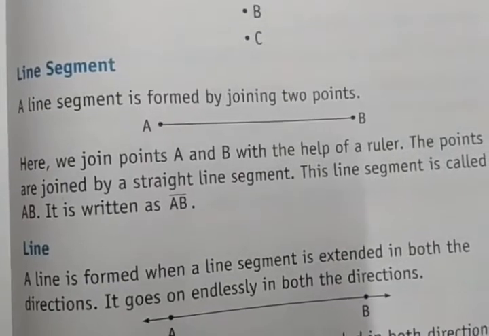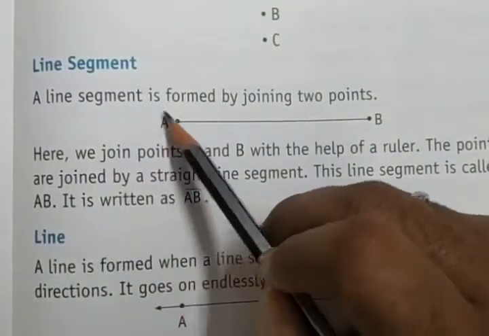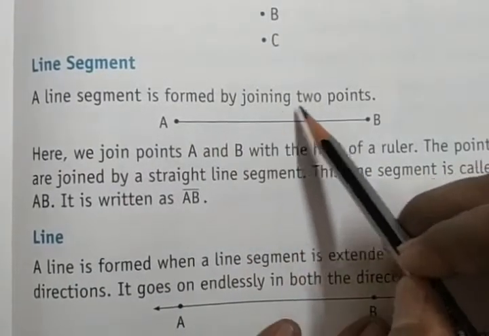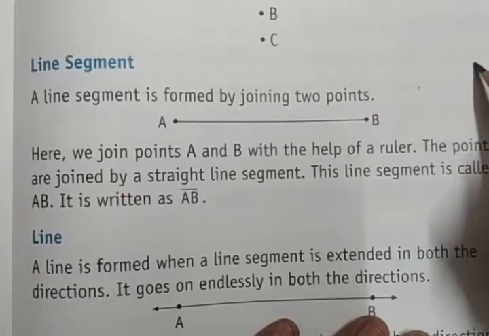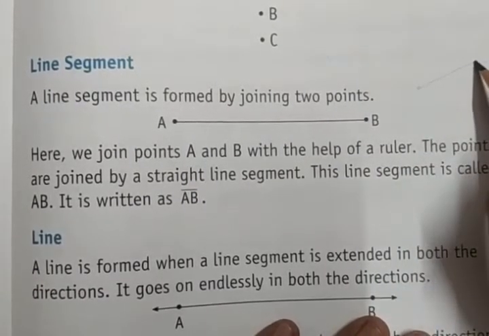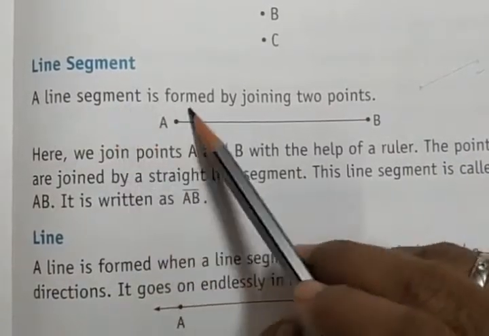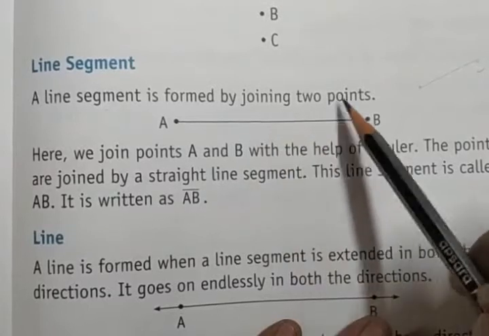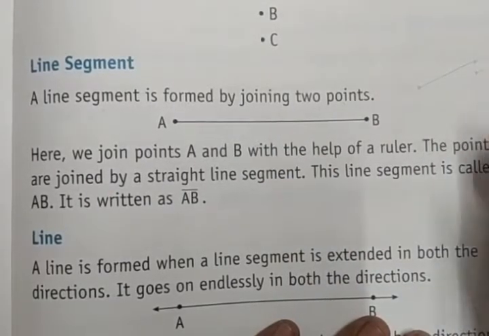Then we can see the line segment. A line segment is formed by joining two dots. For example, consider one dot and one more dot. If you join them, this is called a line segment. The line segment is formed by joining two points, this point and this point.